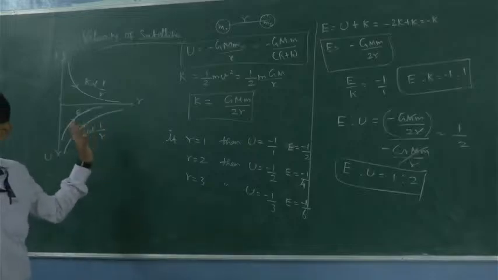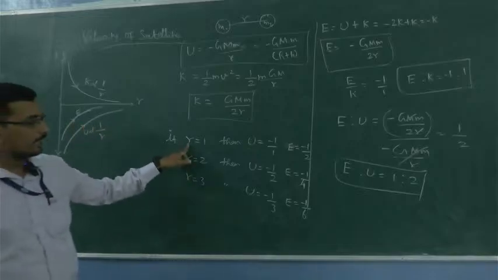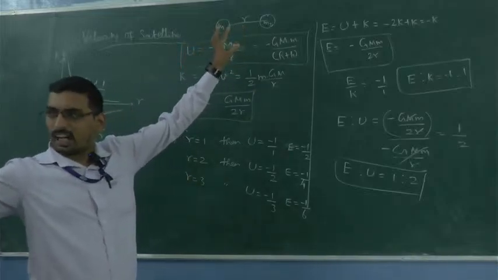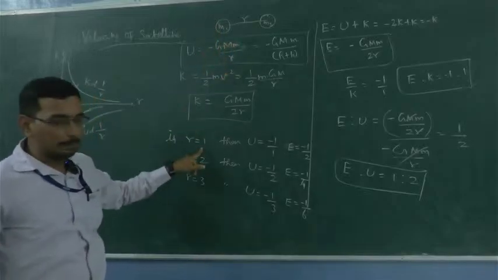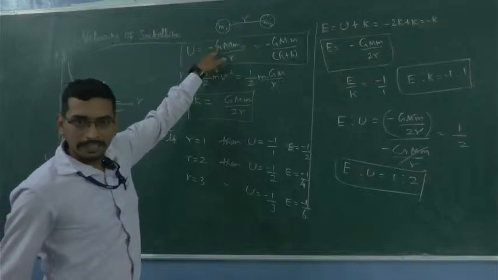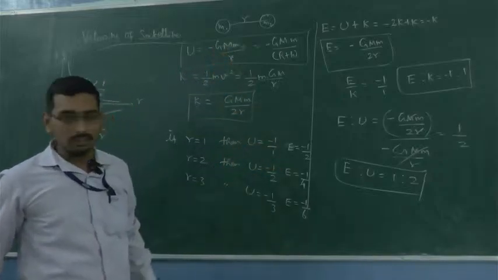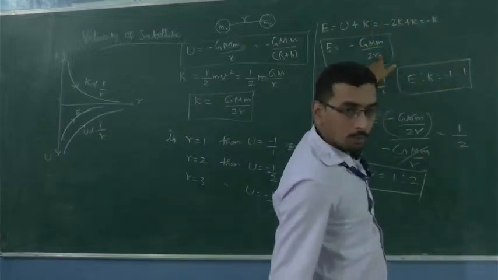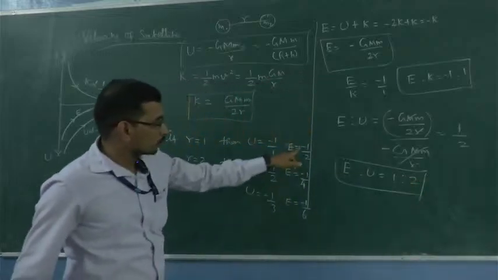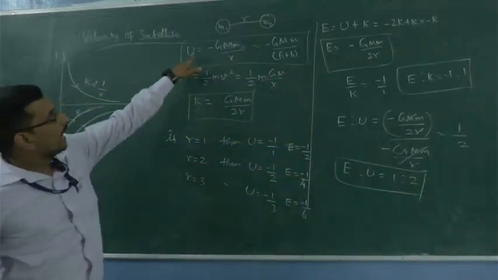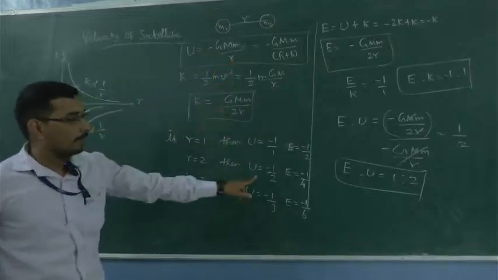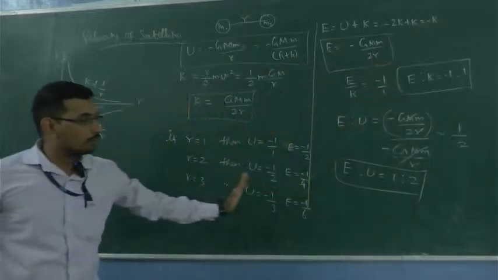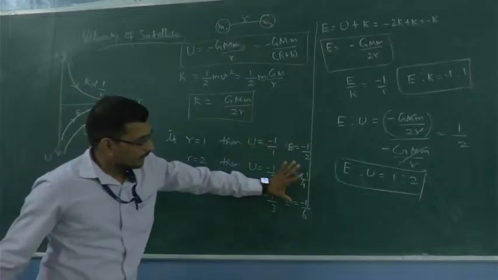Listen. To explain this I have taken the r value as 1. In the graph I have taken G, M, m as just 1 constants to study. So I pick r as 1. Then U is equal to minus 1 by 1, that is minus 1. What will the total energy be? With all G, M, m values 1, if I mark the smaller value 1, the answer is minus 1 by 2. Similarly, r is equal to 2: U is minus 1 by 2, and total energy is minus 1 by 4. Similarly, r is equal to 3: U is minus 1 by 3, and total energy is minus 1 by 6.